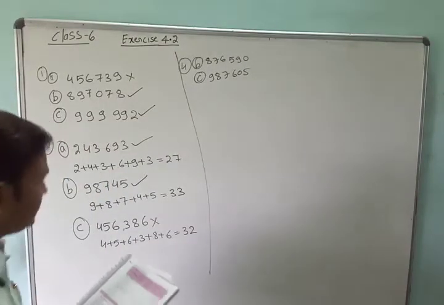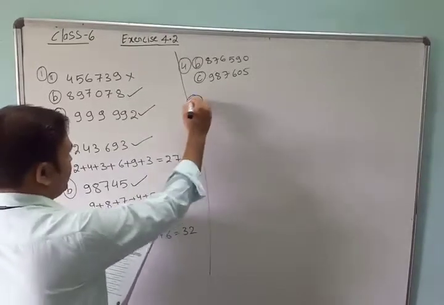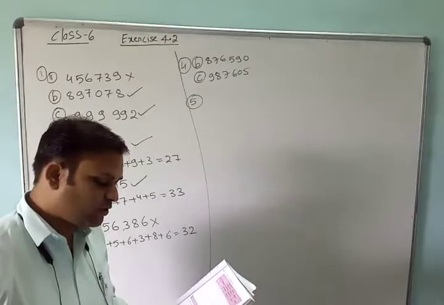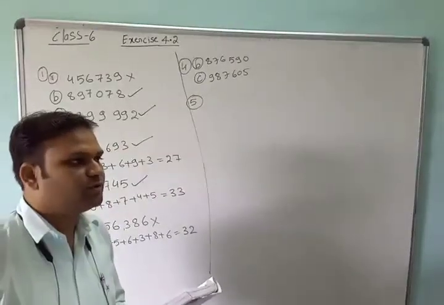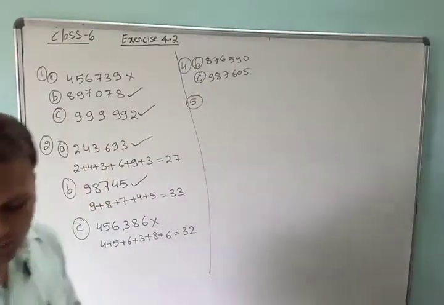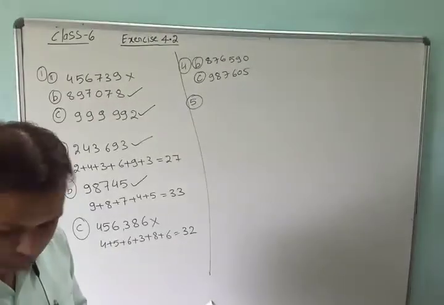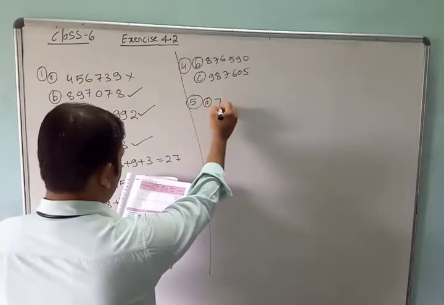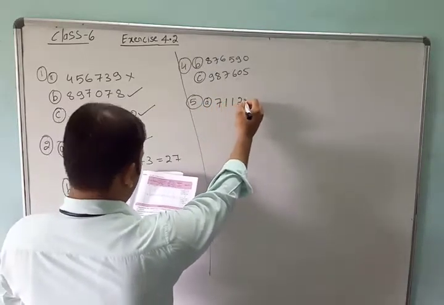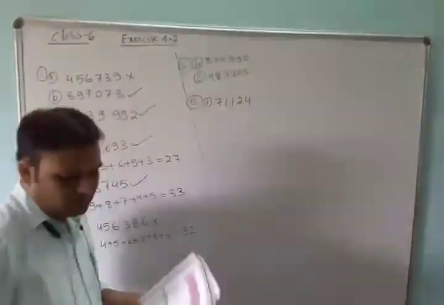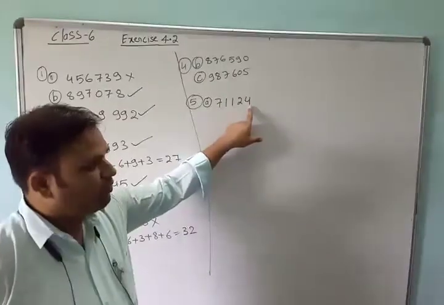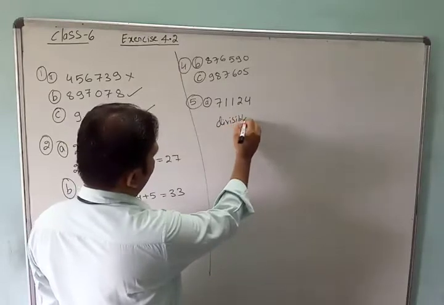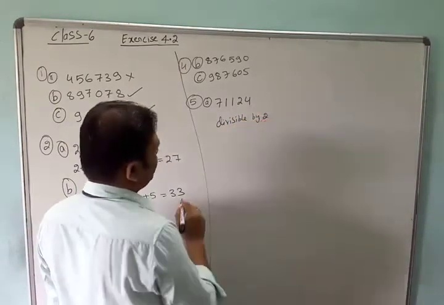Then 6. Check the number: is it divisible by 6 or not? So we have to check it by 2 and 3 both. A is 7, 1, 1, 2, 4. The last digit is 4, so we can say that it is divisible by 2. Then check by 3.